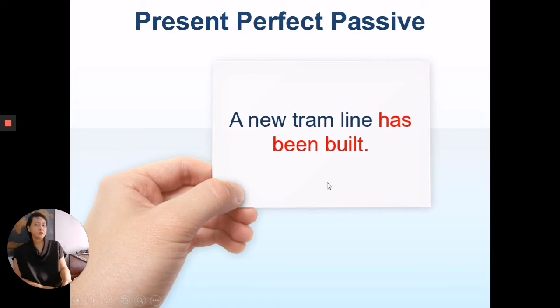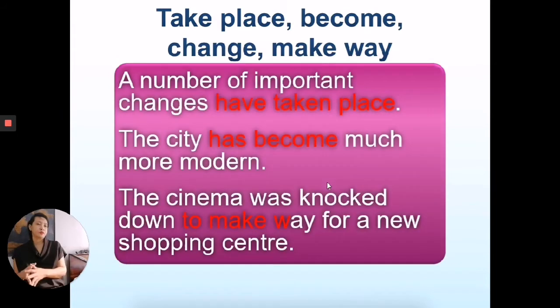But take note that we don't use the present perfect passive all the time. With verbs like take place, become, change, or make way, you don't use the present perfect passive but use the active voice. A number of important changes have taken place. The city has become much more modern. The cinema was knocked down to make way for a new shopping center.